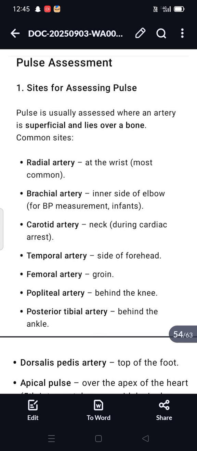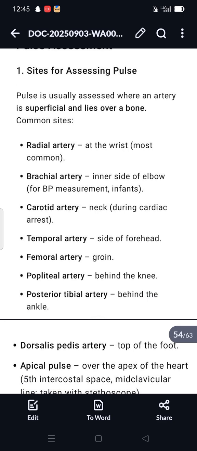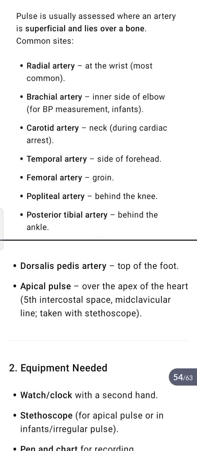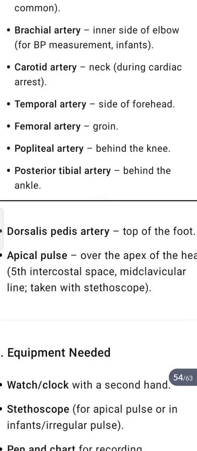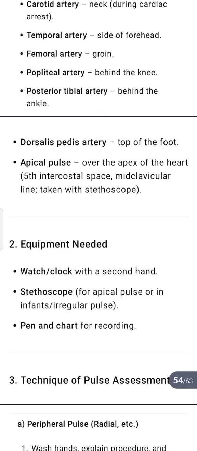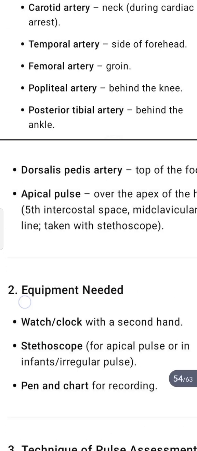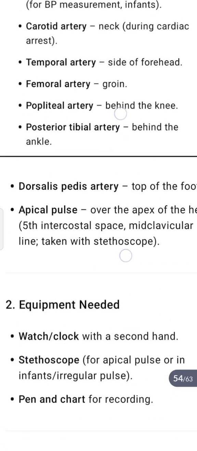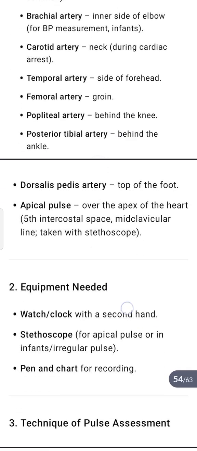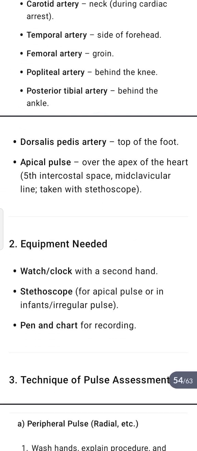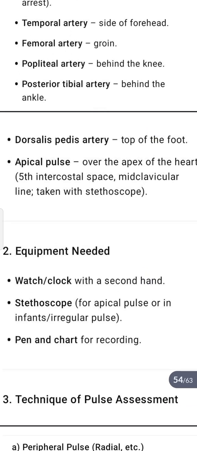Okay, this is discussed. Now let's see, where is radial? At the wrist, most common, as I showed you. Brachial artery, inner side of the elbow, for BP measurement and in infants. Carotid artery, taken near the neck during cardiac arrest. Temporal artery, side of the forehead. Femoral artery, as I told you, at the groin area. Popliteal artery, behind the knee, and posterior tibial artery, behind the ankle. And dorsalis pedis artery is on the top of the foot. This is most commonly asked in MCQs: where is dorsalis pedis located? Top of the foot. Apical pulse: over the apex of the heart, fifth intercostal space, mid-clavicular line, taken with a stethoscope.